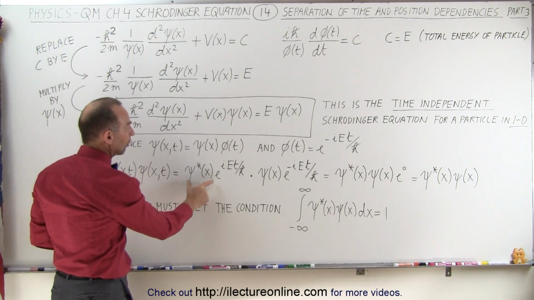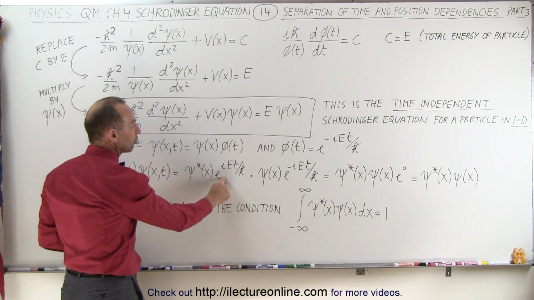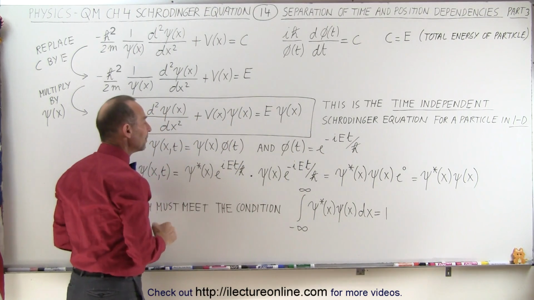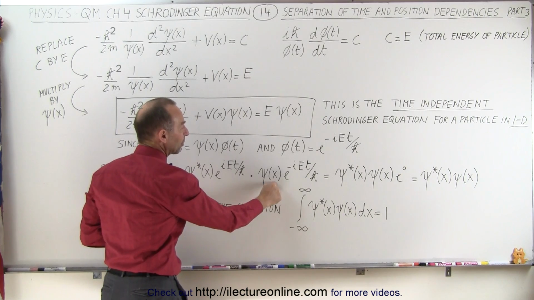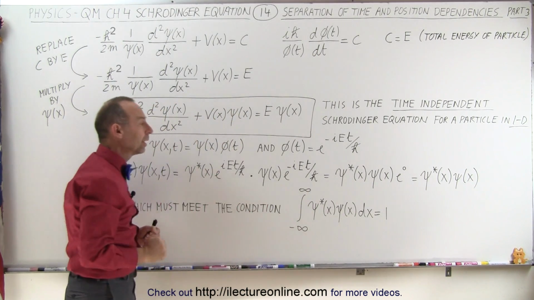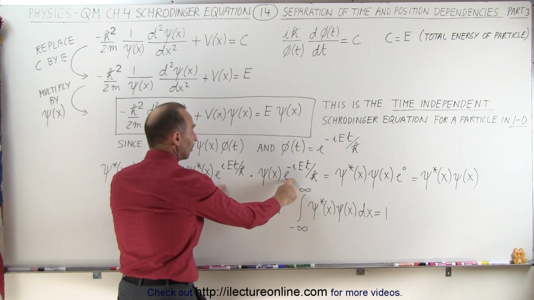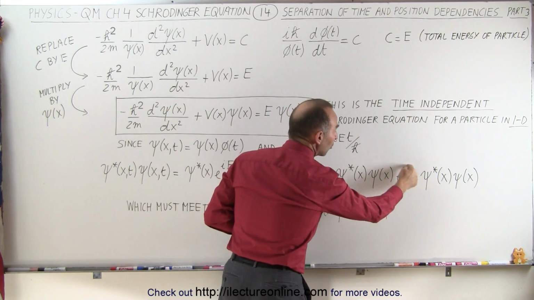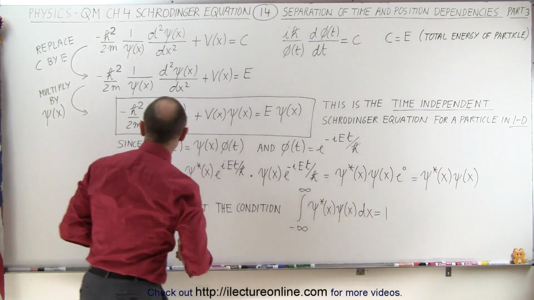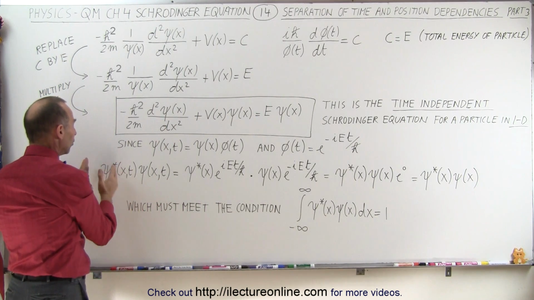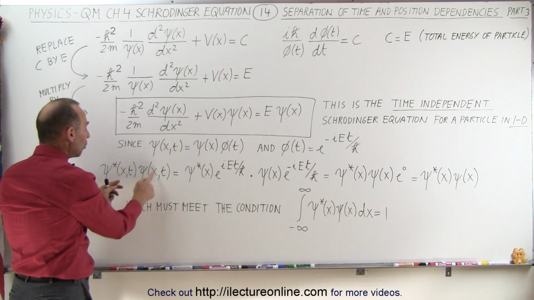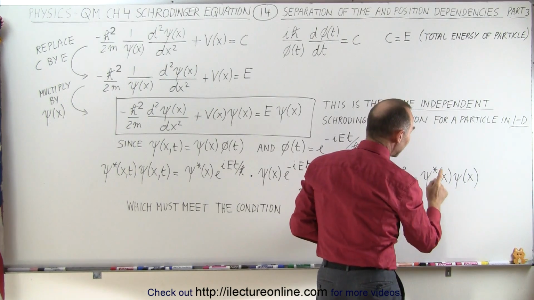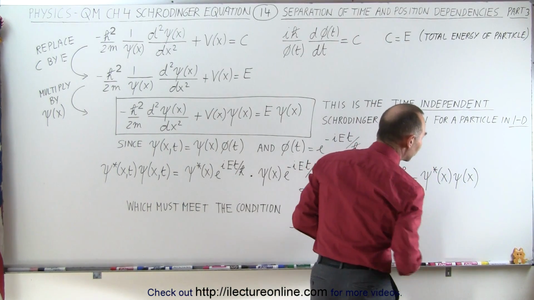This is the complex conjugate of the part that only depends on position, and the complex conjugate of the part that only depends on time. All we did here is change the negative i to a positive i, and then we multiply it times the wave function that depends on position and the wave function that depends on time. Now notice, when we multiply these two together, since they have opposite signs in the exponent of e, when we add the exponents we get 0, e to the 0 is 1, which means that multiplying the wave function that depends on both position and time with its complex conjugate is exactly the same as multiplying the wave function that only depends on position with its complex conjugate.